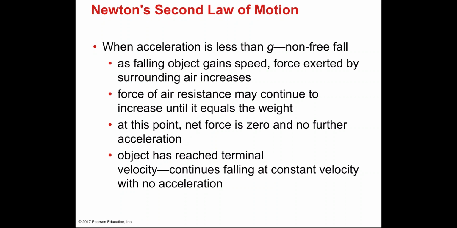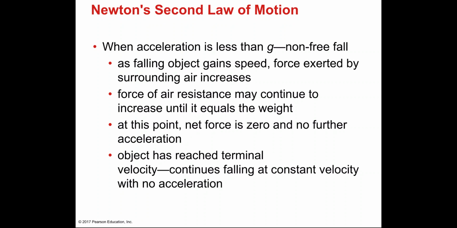As a falling object gains speed, the force exerted by the surrounding air increases. The force of air resistance may continue to increase until it equals the weight. At this point, net force is zero and there is no further acceleration. When the air resistance increases until it balances the weight, we say the object has reached terminal velocity. When you see an object whose weight is being balanced by the air resistance, we say that the object has reached terminal velocity.